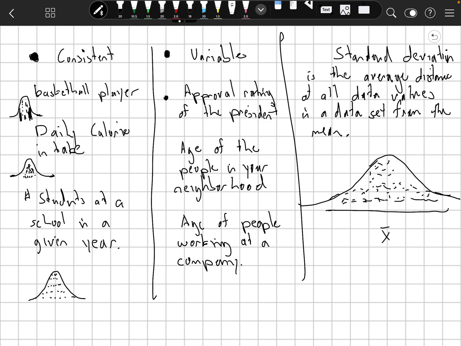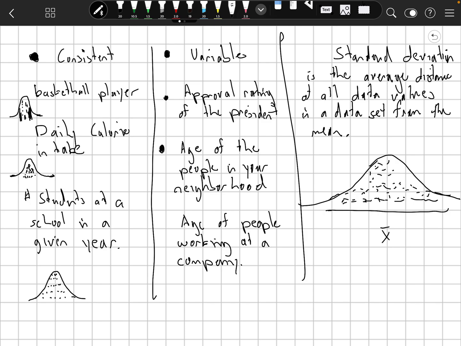Another one is the age of people in your neighborhood. Some neighborhoods are very homogeneous, and they have all the same age people, and so you miss out on kids and elderly people and families, and when there's a wider variety of ages, people tend to maybe have more opportunities to take care of each other, and to have more of a neighborhood feel. So there's another one where a large standard deviation might be a good thing.